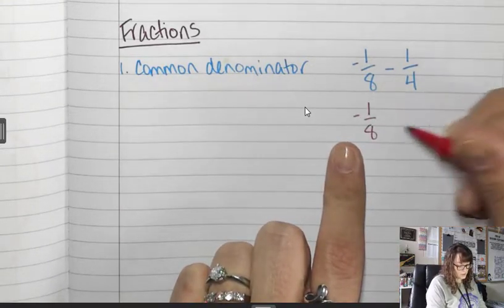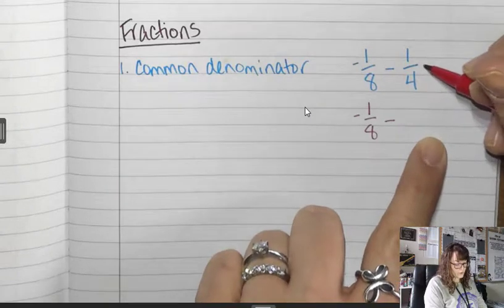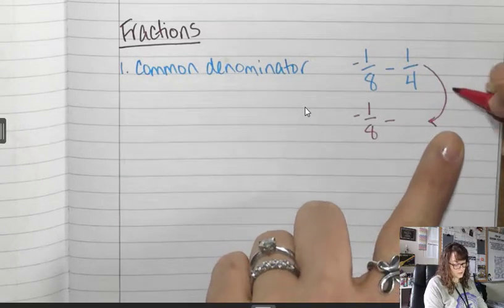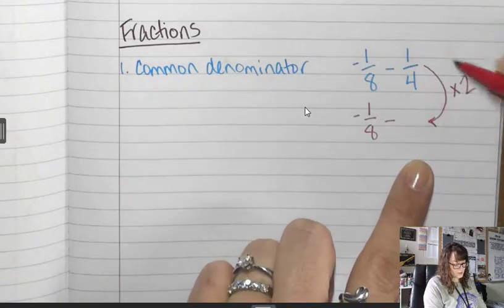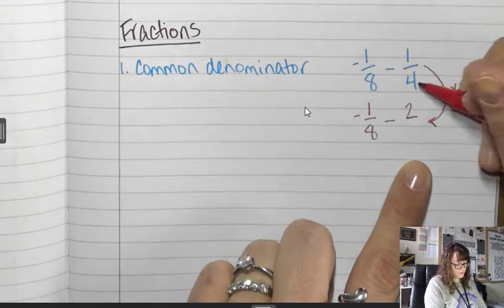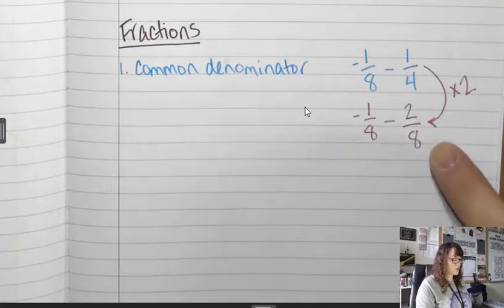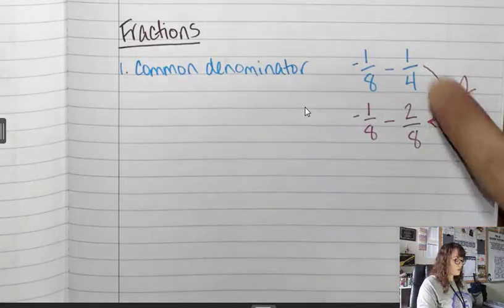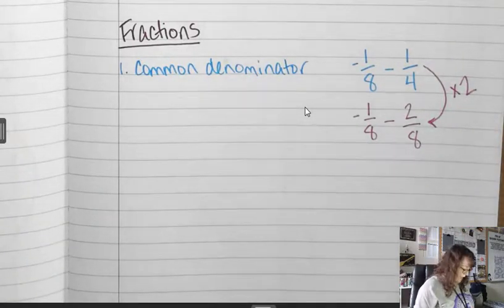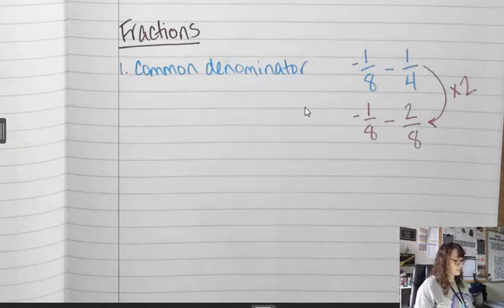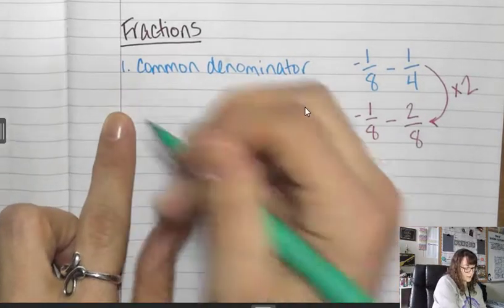Negative. What do I have to do to 1/4? Times 2 it. So 1 times 2 is 2. 4 times 2 is 8. Is 2/8 equal to 1/4? Yes, it is. I didn't change the value. I just cut it into smaller pieces. You didn't get more cake. You just cut the cake into small pieces. So common denominator.